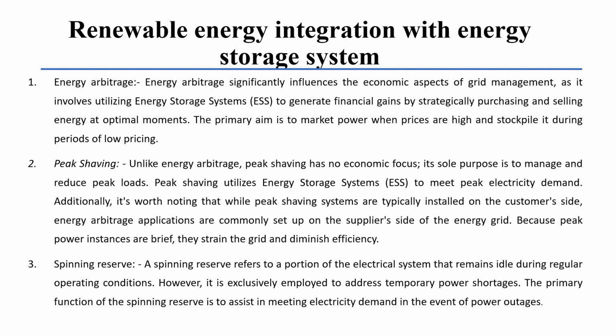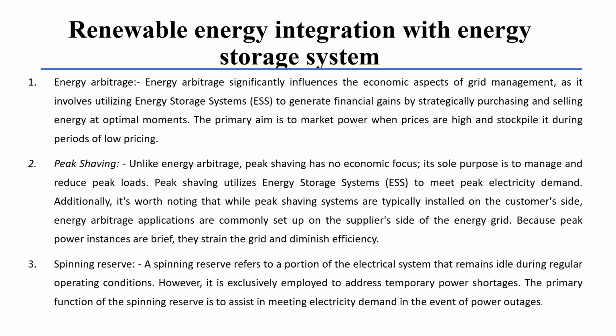So basically, peak saving is used to merge the demand and supply whenever the demand is high. We pass the energy from the energy storage system. Whenever the demand is low, we store the excess energy in the energy storage system.